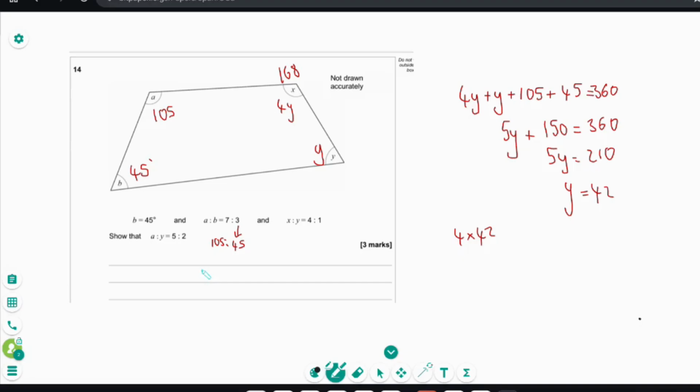So A to y: A is 105, y is 42. Let me simplify by dividing both by 3. So 105 divided by 3 is 35. 42 divided by 3 is 14. And they both have a common factor of 7. 35 divided by 7 is 5. 14 divided by 7 is 2. I've shown that A to y is 5 to 2.